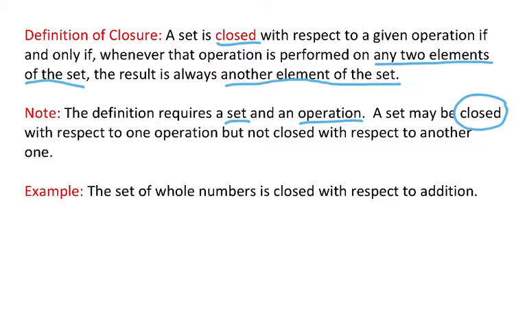Example, the set of whole numbers is closed with respect to addition. So notice that there is a set, the set of whole numbers, and an operation, addition. Reminding ourselves, the whole numbers, which we sometimes represent with a W like this, are the numbers that we count with plus 0: 0, 1, 2, 3, 4, and so on, like that.